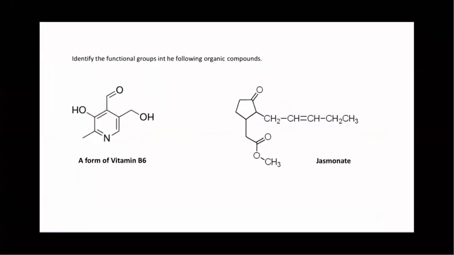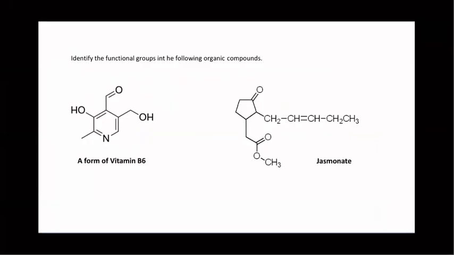Well, functional groups are going to be present in many molecules that are known as organic compounds. We can see illustrated here two different organic compounds. On the left side of the slide, we have a form of vitamin B6, and on the right side of the slide, we have jasmonate. The left molecule, vitamin B6, is an important vitamin in the body, while the molecule on the right, jasmonate, is responsible for the smell of jasmine. To clearly illustrate the functional groups in these compounds, I'm going to utilize jasmonate as an example.